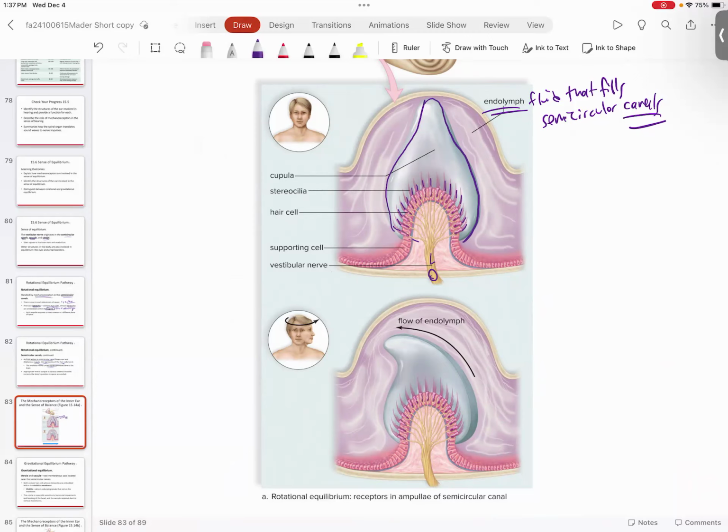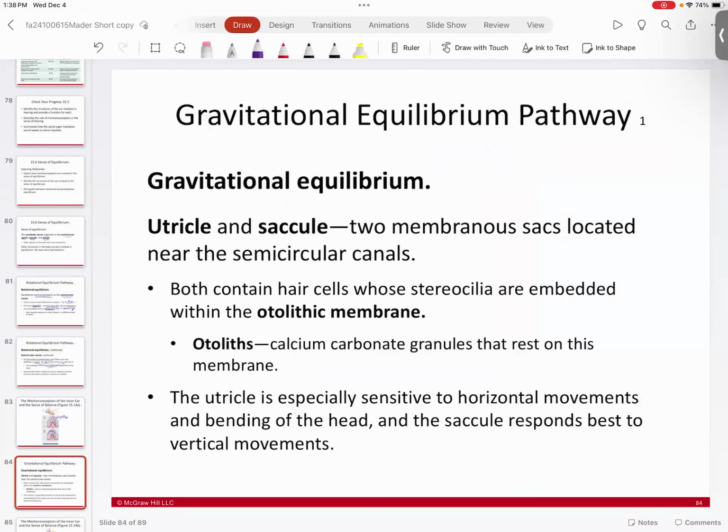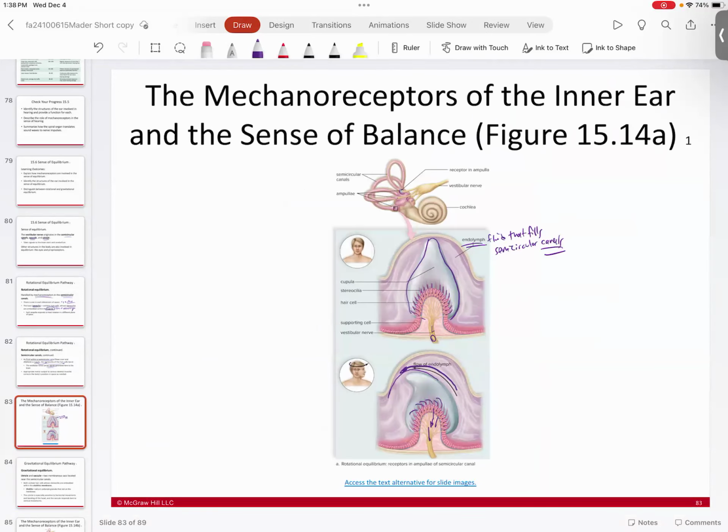When it sloshes, that fluid flow is going to pass over the cupula, that little gelatinous droplet, and it's going to bend that gelatinous droplet to one side. Well, guess what? That gelatinous droplet is also going to bend those cilia, those hairs in the hair cells, and that will activate a signal that will be picked up by the vestibular nerve. And since you have these in all three dimensions, you can determine rotational motion, right? That's the reason why we said this is rotational equilibrium.